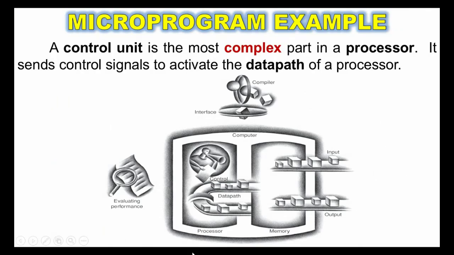Microprogram example. A control unit is the most complex part in a processor. It sends control signals to activate the data path of a processor. The microprogram example is the operation of the data path of the control unit being controlled by a microprogram.